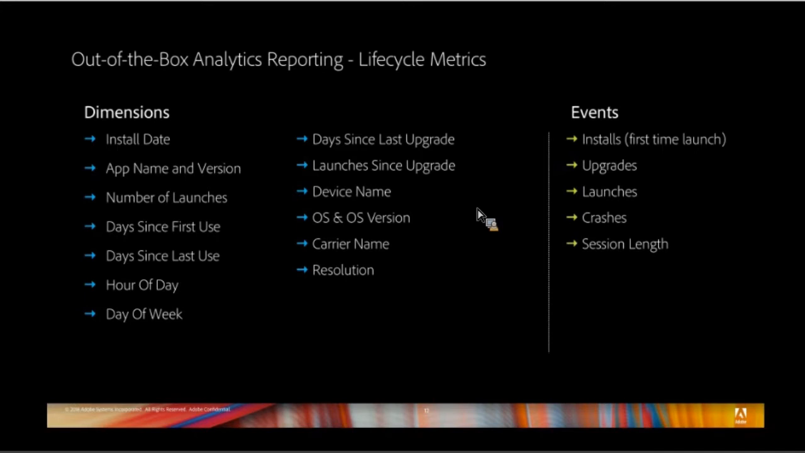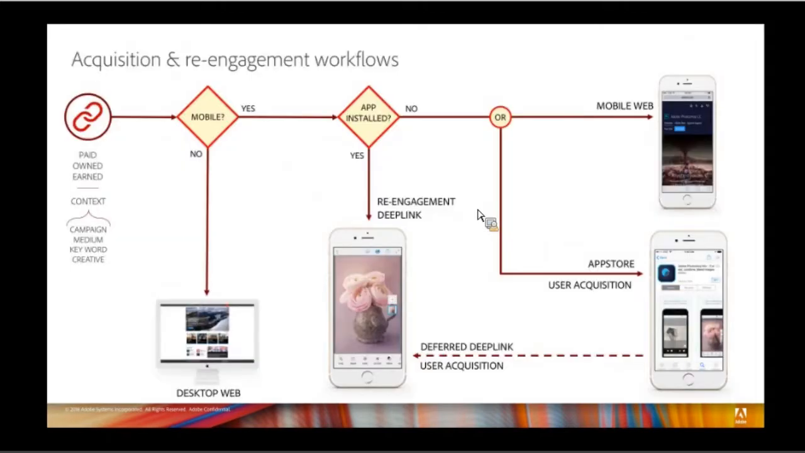So I mentioned lifecycle metrics. This is a list of all of the dimensions and metrics that you will begin capturing within about 5 minutes of when you first deploy the SDK. You simply tell the SDK a couple of basic things about who your company is and what report suite to send that data to, and automatically, as soon as that SDK is published into the App Store, you'll gain things like the number of launches, the days since the first use, the device name, which is even more granular than we're able to capture on the web, carrier name resolution, the total number of upgrades and launches, and crashes, which is something I really like to keep an eye on.